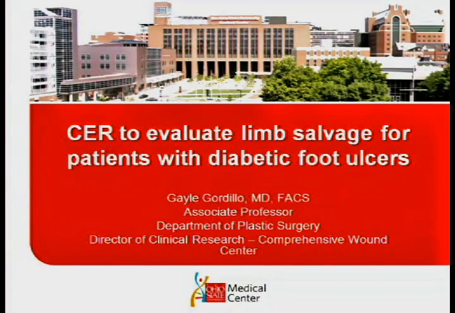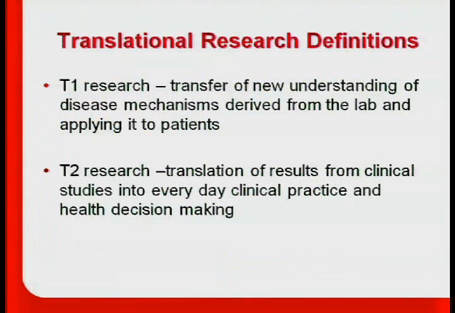Well, I think it's important to review that when you talk about translational research, there are really two types of translational research. A lot of what I've seen has been discussing T1 research, which is the transfer of new understanding of disease mechanisms derived from laboratory research and then applying it to patients. T2 research translates the results from clinical studies and tries to get them incorporated into everyday clinical practice and health decision making.